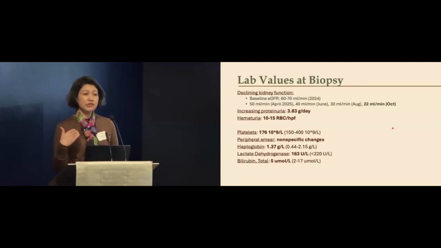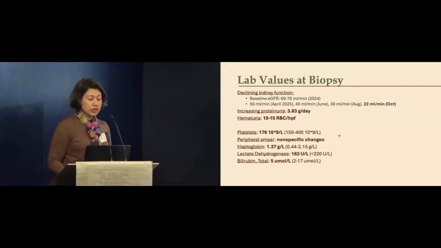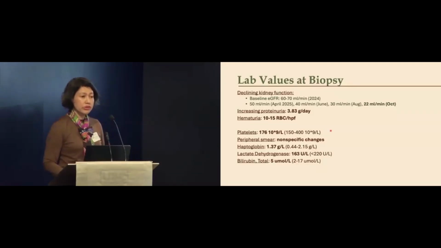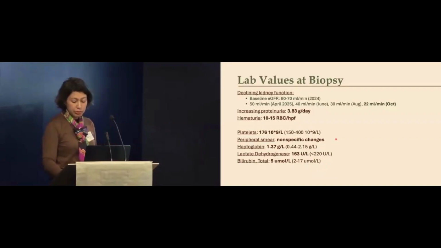While this was happening, there was also a slow rise in proteinuria. At the time of biopsy, she was about 3.8 grams per day, so that's nephrotic range, as well as hematuria. But when all of this was going on, her platelets, you can see, were always within the normal range. Peripheral smears were done multiple times throughout this period, with no specific changes. Haptoglobin was normal, LDH was normal, and bilirubin was also normal.